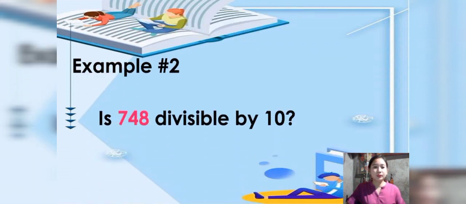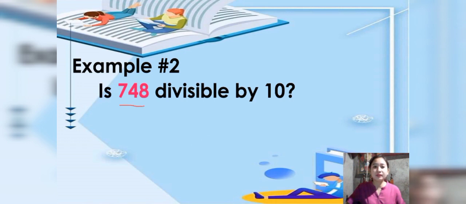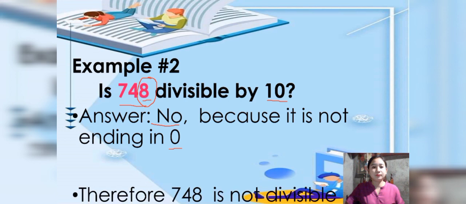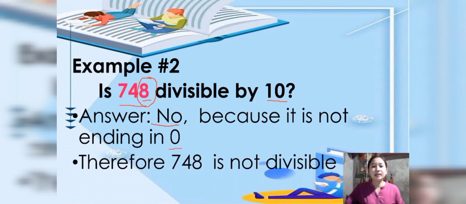Example number 2. Is 748 divisible by 10? The answer is no. Why? Because it is not ending in 0. The digit in the ones place is not 0. Therefore, it is not divisible by 10. Therefore, 748 is not divisible by 10.